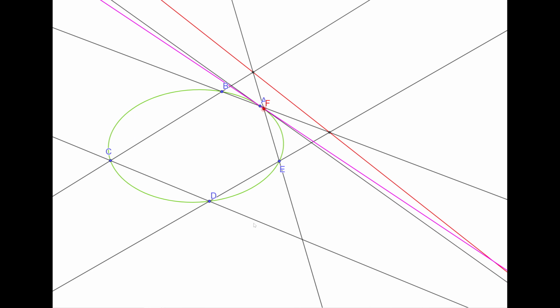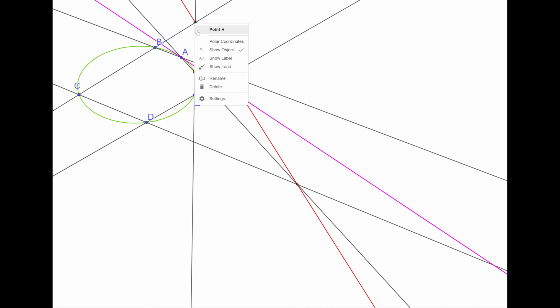Likewise, if I move F close to E, the chord EF becomes closer and closer to the tangent to the conic at E. But let's actually focus on A here. And I want you to see that there's a very simple way to calculate the line that is precisely tangent to the conic at A, just by looking at what's happening to Pascal here.